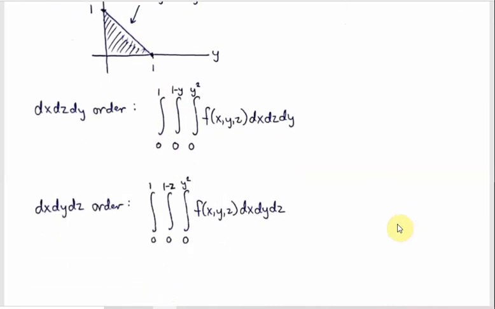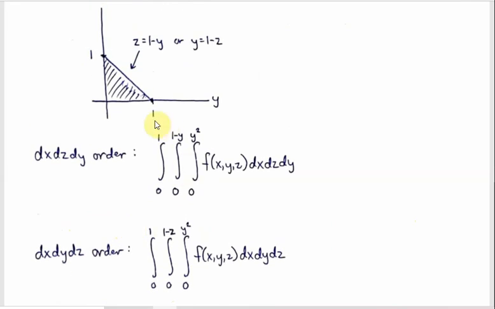Last one, if you change the order to be dy, dz at the end, then looking at this thing, it would be what's on the left versus what's on the right for the dy portion. So what's on the left is y equals 0, and what's on the right is going to be this line right here. So it's z equals 1 minus y, but you want that solved for y. So y equals 1 minus z, and that's our upper limit. And then the z values are going from 0 to 1. There. That's all of them.